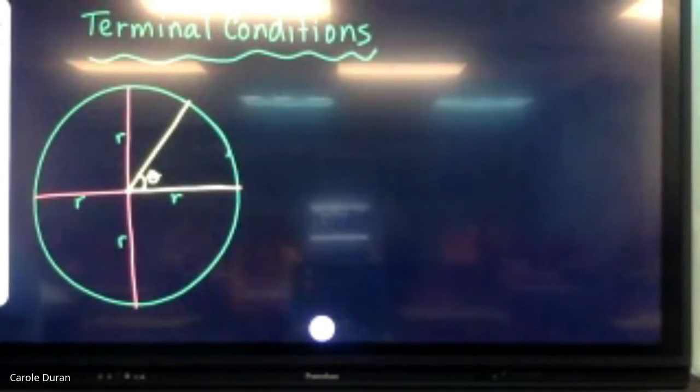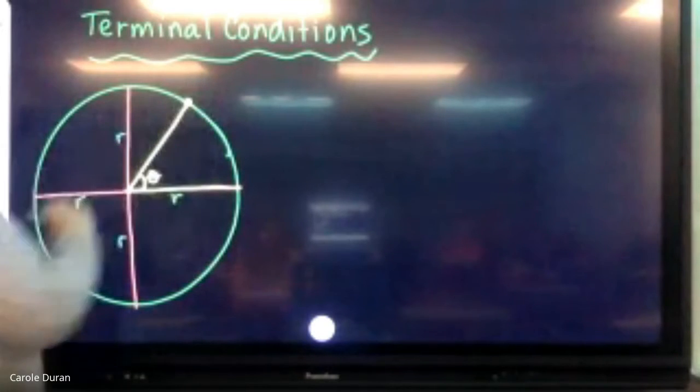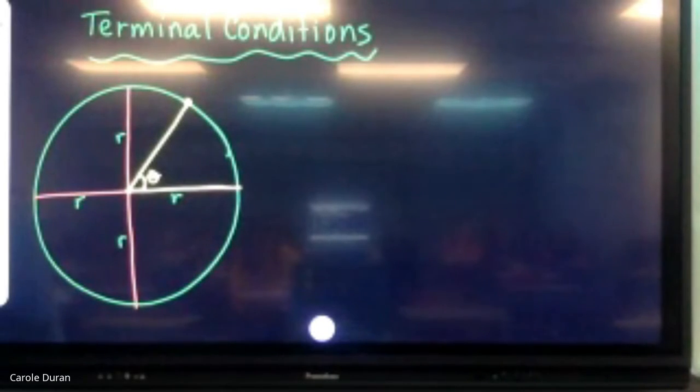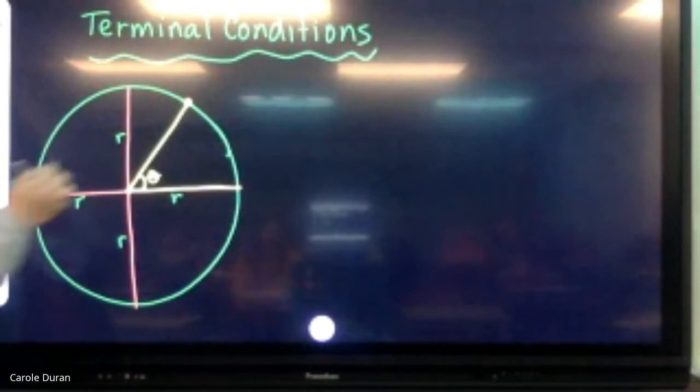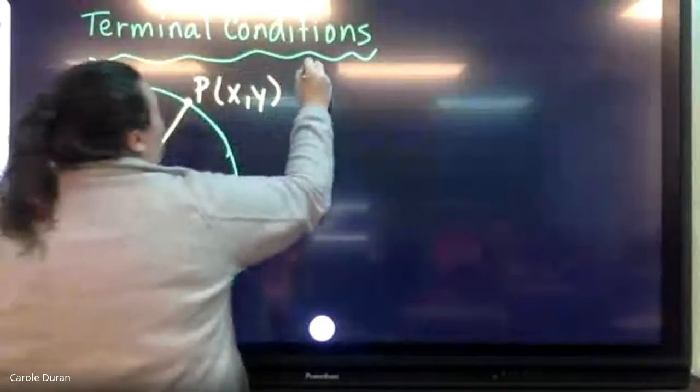This angle theta not only has an angle that's associated with it, but it has a point on the circle that is also associated with that angle theta. We call this our terminal point. And this terminal point P has coordinates x and y.